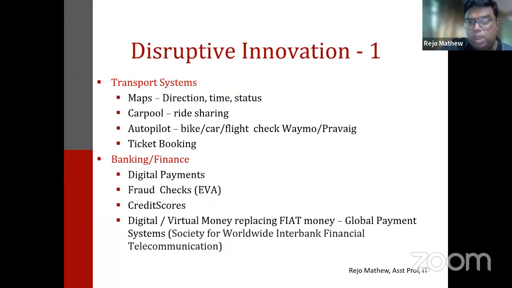So if you see today, based on the traffic conditions, I can see, okay, this is the current status. Maybe after half an hour, I can check again, if I want to. So if I have to go somewhere, this AI is helping me to decide on that.